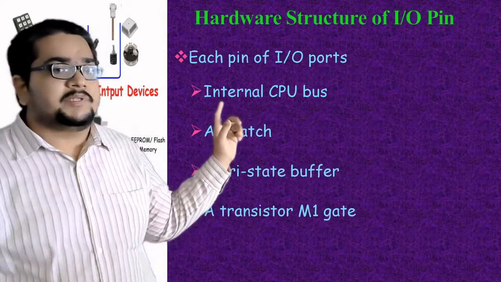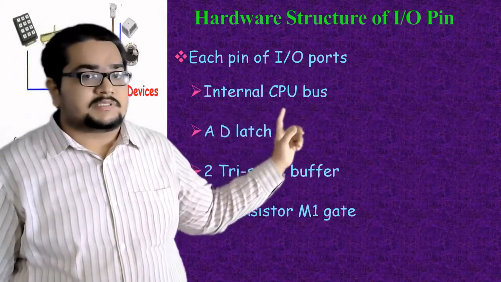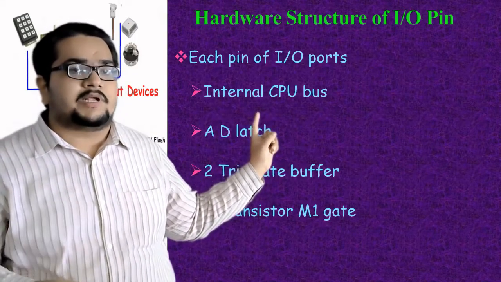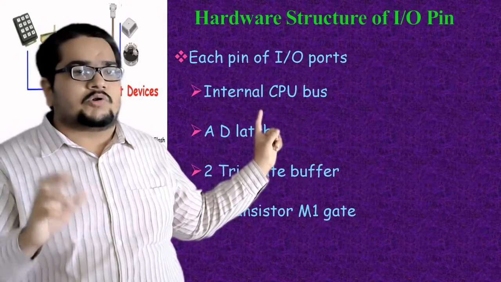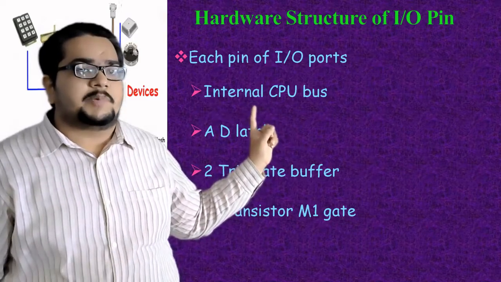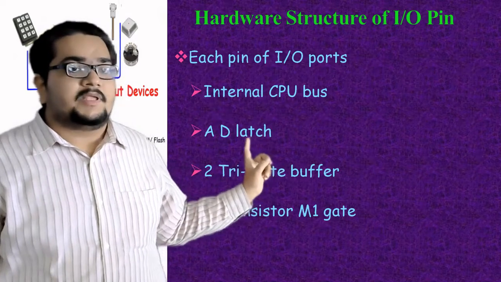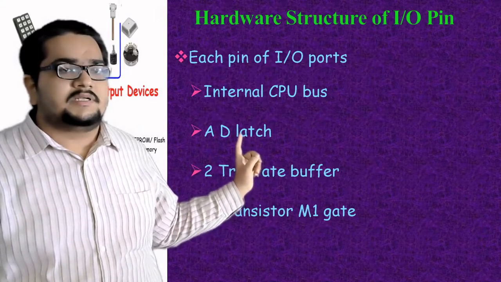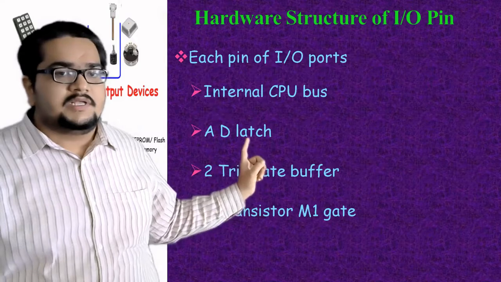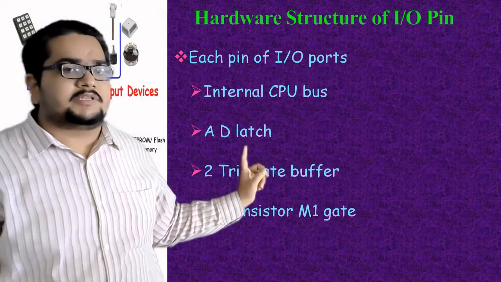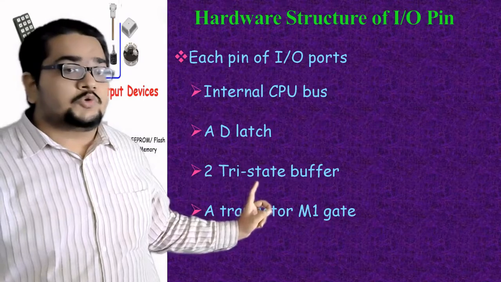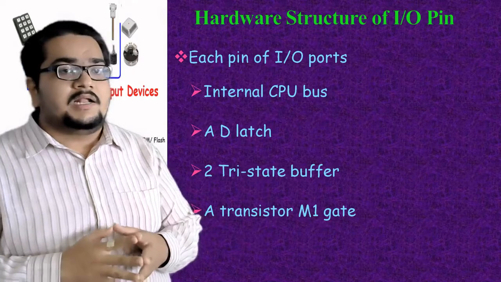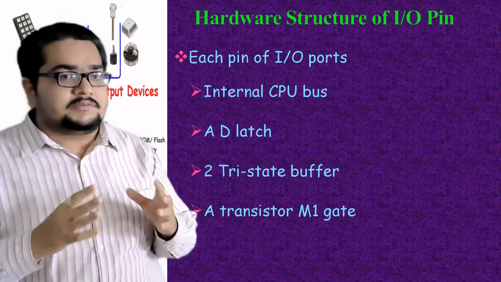Each IO pin has an internal CPU bus connected to it, because that internal CPU bus will take the data required to be communicated upon that pin. So data sent out or received will always be there on this internal CPU bus. One D latch will be there. About the D latch, I hope you already studied it in the previous semester, so you know how the D latch functions. Anyhow, we will have a brief recap of this also. Two tri-state buffers will be there. About tri-state buffers also you might have studied earlier. They are simple buffers only.